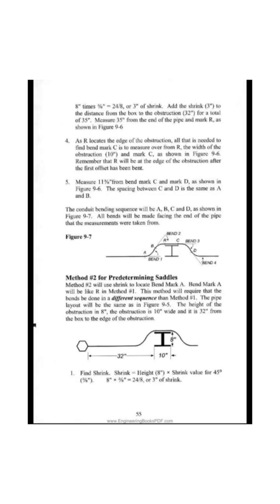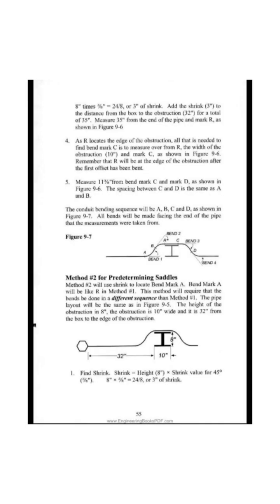4. As R locates the edge of the obstruction, all that is needed to find bend mark C is to measure over from R the width of the obstruction, 10, and mark C, as shown in figure 9-6. Remember that R will be at the edge of the obstruction after the first offset has been bent. 5. Measure 11 3/8 from bend mark C and mark D, as shown in figure 9-6. The spacing between C and D is the same as A and B.